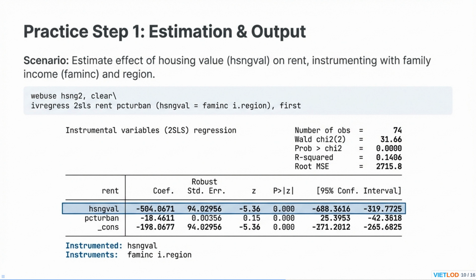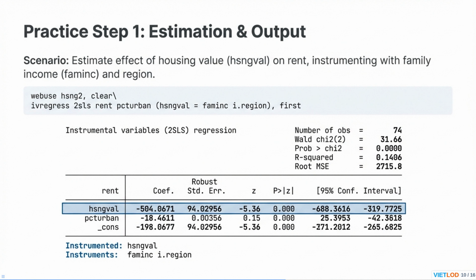In this practice step, we're estimating the effect of housing value on rent, instrumenting it with family income and region. We use the ivregress 2SLS command in Stata, including the first option to see the first stage results. Looking at the regression output, the coefficient for housing value is negative 504.0671, with a p-value of 0.000, which is highly significant. However, a negative coefficient here is quite counterintuitive.